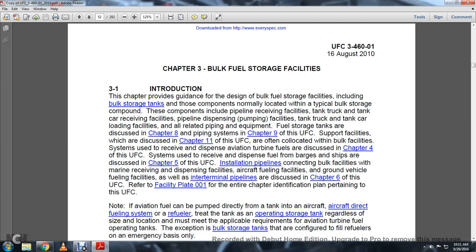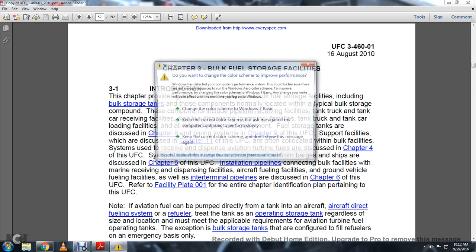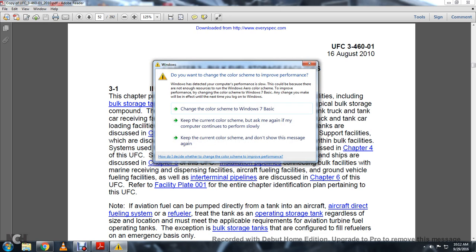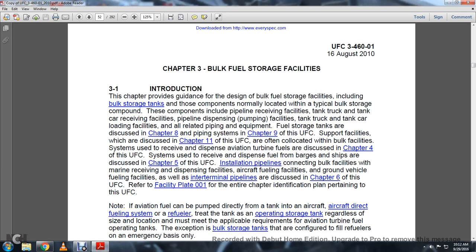Facilities of this UFC are often collocated with bulk facility systems receiving and dispensing aviation turbine fuels, discussed in Chapter 4 of this UFC. Systems used to receive and dispense from barges and ships are discussed in Chapter 5 of this Unified Facility Criteria. Installation pipelines connecting bulk fuel facilities with mobile receiving and dispensing aircraft fueling facilities and ground vehicle fueling facilities, as well as internal pipelines, are discussed in Chapter 6 of the Unified Facility Criteria. Refer to Facility Plate 001 for the entire identification plan pertaining to the Unified Facility Criteria.